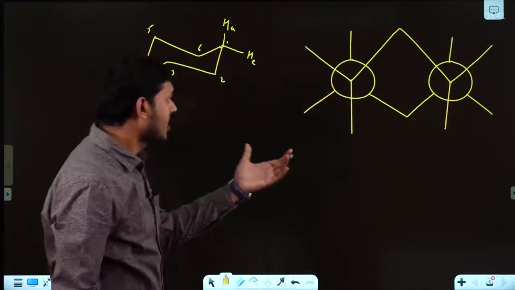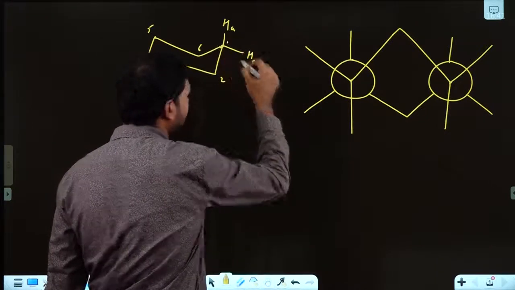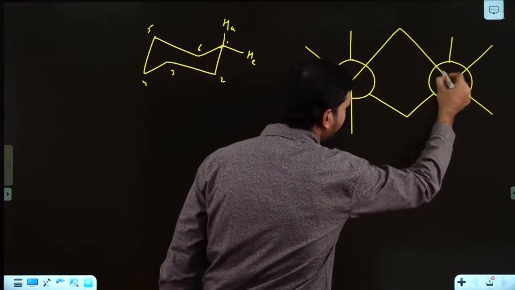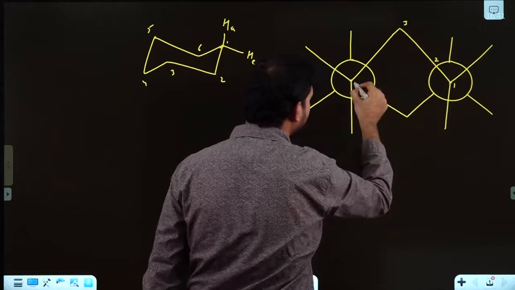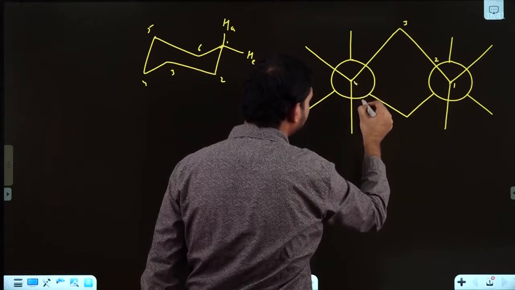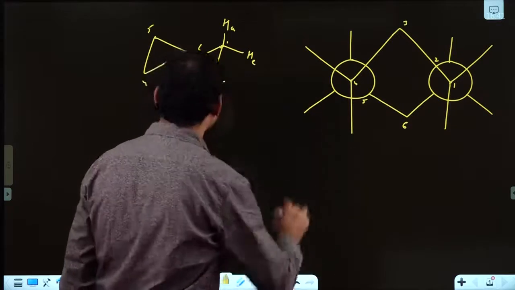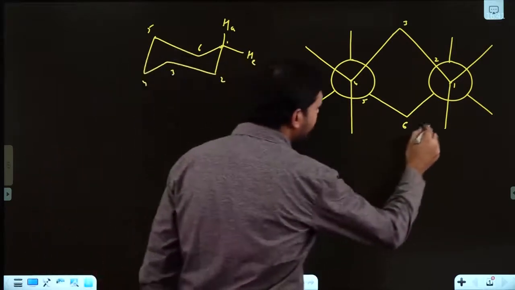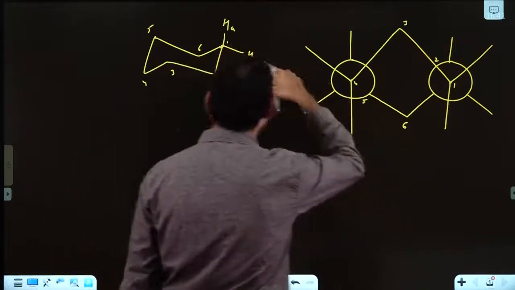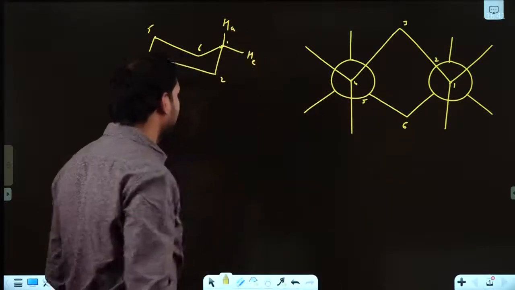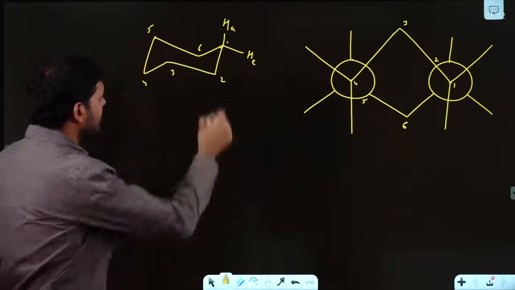Now here, let's observe each and every point. If you see this one as number 1, then this back side will be simply 2, this will be 3, this will be 4, back side is 5, and this is simply 6, right? So if we observe, this one carbon has 2 hydrogens, one equatorial and another axial. So now again let's observe it properly.